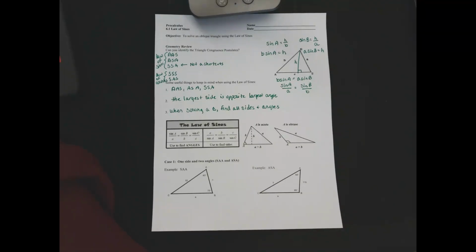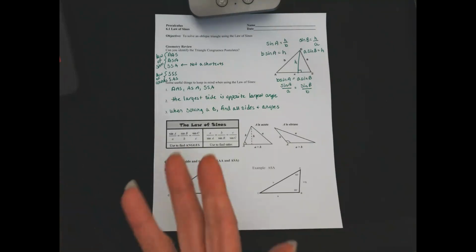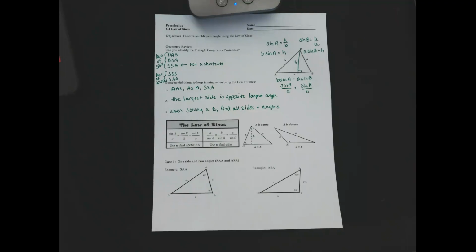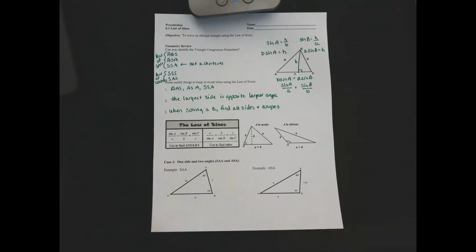Okay, so your law of sines is just a ratio. Some people are kind of picky and say if you want to find the angles, you should have the sine of the angle on top in your ratio, and if you're looking for the sides, you should have the sides on top. Personally, I don't care. I tend to cross multiply, so it doesn't really matter if you have the angles on top or the sides on top. The important thing is to be consistent so that your ratio is always the same.